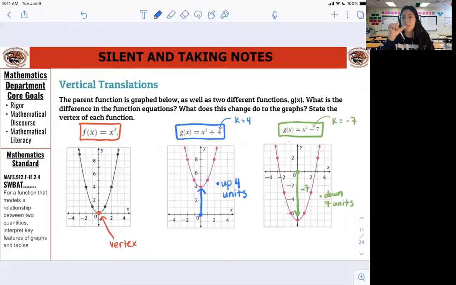Now, do I have any stretching? Do I have any compressing? Do I have any flipping? No, not at all. It's just moving. It goes up, it goes down. It's not getting wider, it's not getting skinnier, it's not moving in any direction, it's not flipping. It just goes up and then it goes down. And that's it. Because did I change the leading coefficient at all?